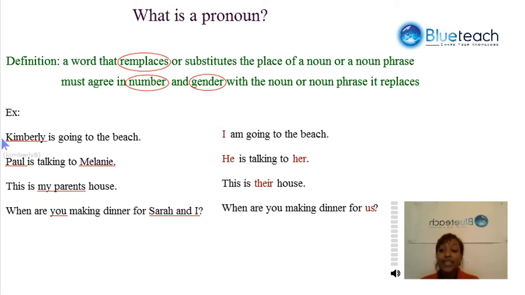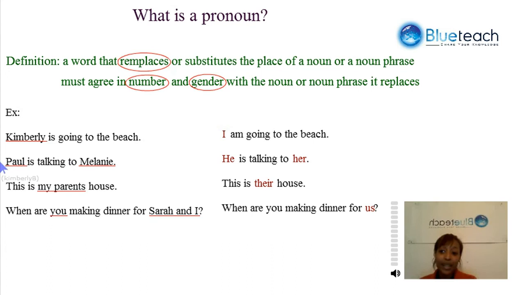Let's take a look at these examples. For the first sentence, Kimberly is going to the beach. If I want to replace the proper noun Kimberly with a pronoun, because I am Kimberly, I'm going to use I. So my sentence will look like this. I am going to the beach. You see how I just simply replaces Kimberly, and everything else in the sentence stays exactly the same.